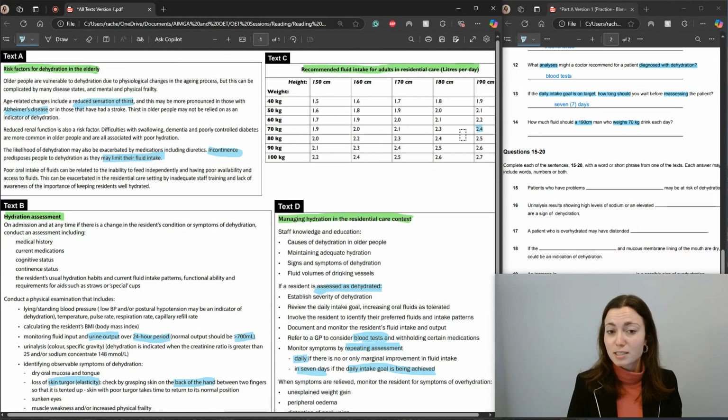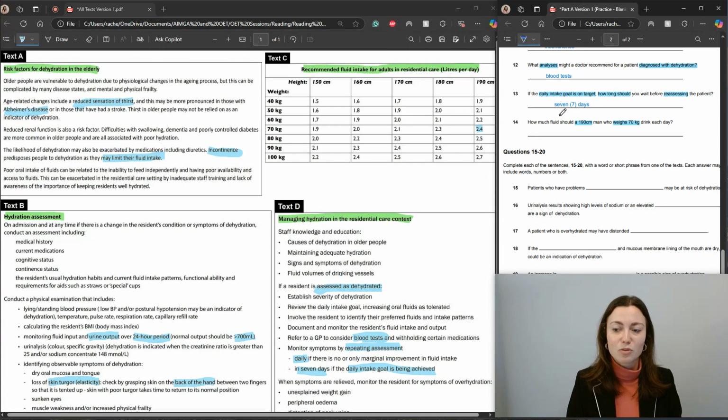Now, under the stress of an exam, be careful with this. It can very easily get confused as to which number you're finding. It's easy to make mistakes, so just slow down a little when you're reading the chart. But there's a second challenge to this question, and it is the same as what we saw early on here with the units. So go back to the question, how much fluid should a 190 centimeter man who weighs 70 kilograms drink each day?